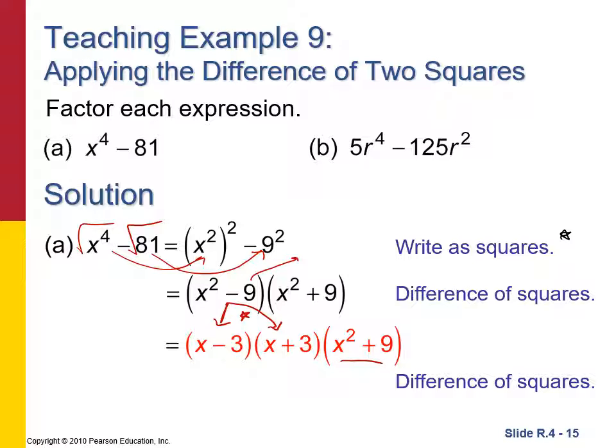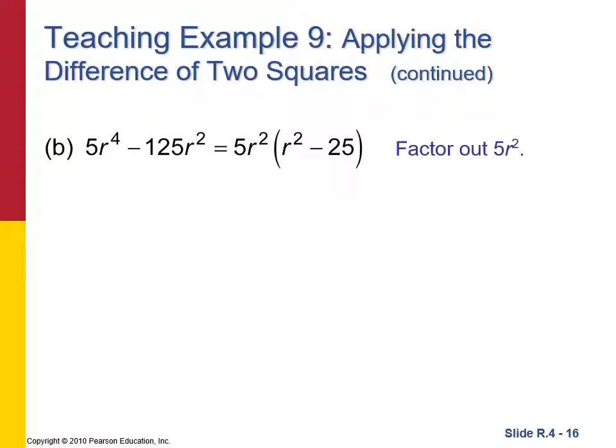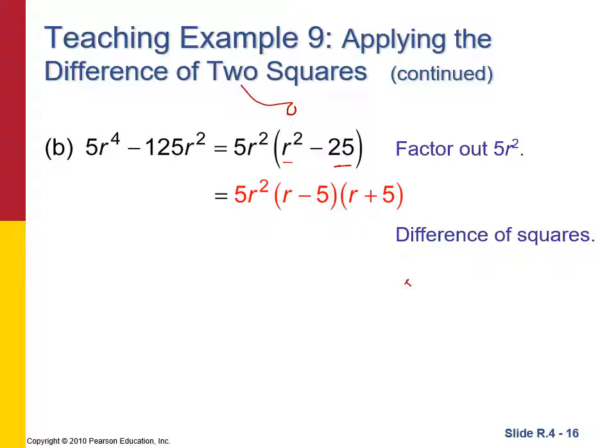Okay, let's take a look at B. All right, so we're going to take out 5r squared, and now you're left with r squared minus 25. Now, this is just a difference of two squares, right? And so that gives us 5r squared times r minus 5 times r plus 5.